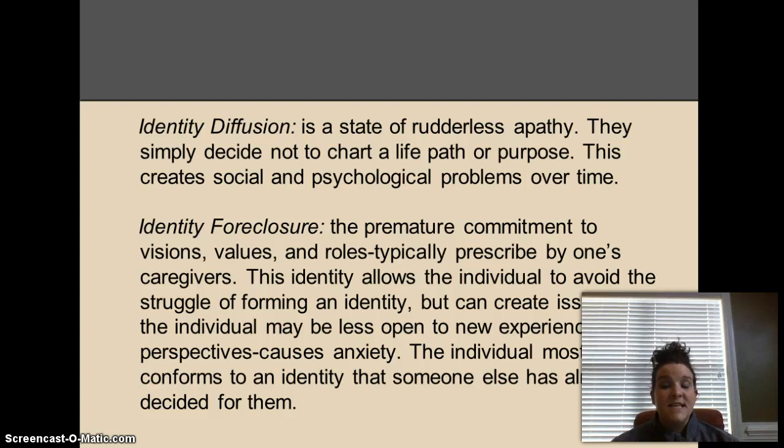And then we have identity foreclosure, where prematurely you commit to a vision or a value or a role.